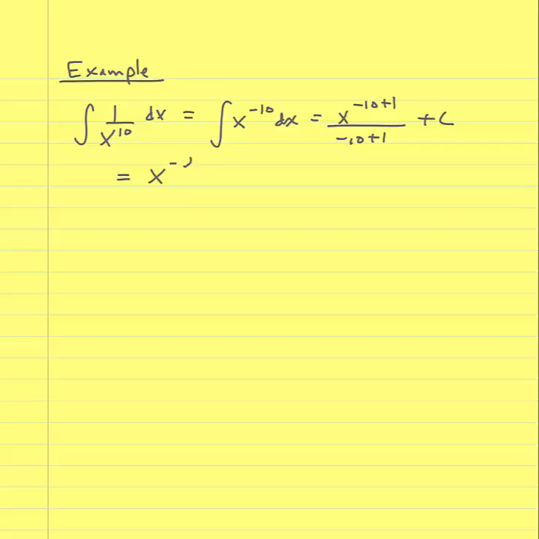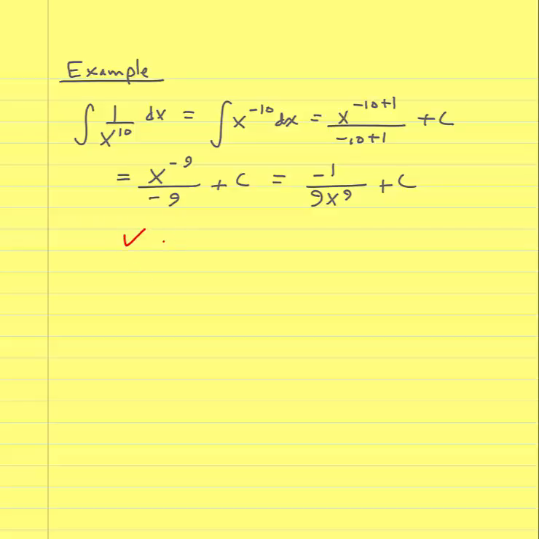Negative 10 plus 1 is negative 9, plus c. Now rewriting this, the x to the negative 9 would flip, so I'm left with negative 1 over 9x to the 9th plus c. That's my solution. That's my integral. 1 over x to the 10th is my integrand, which I rewrote so I could use the integral power rule.